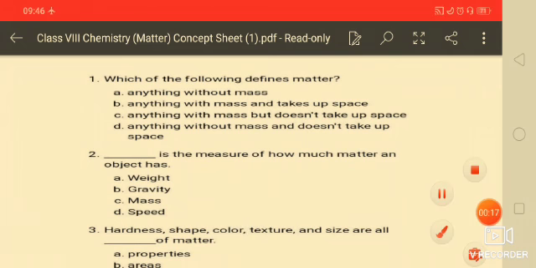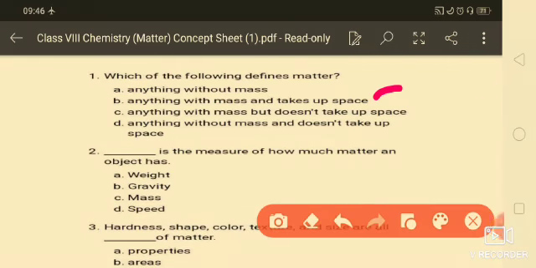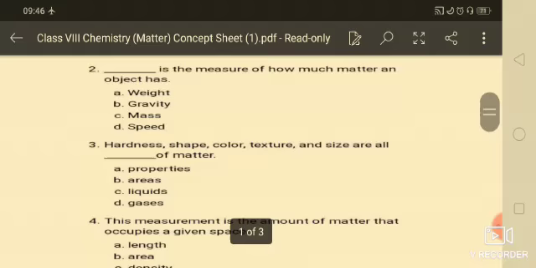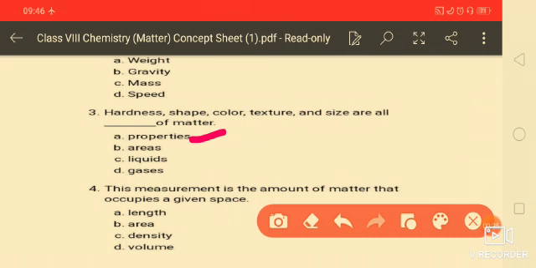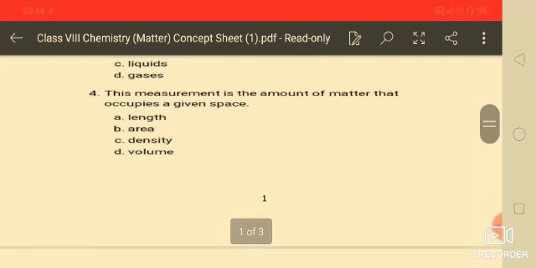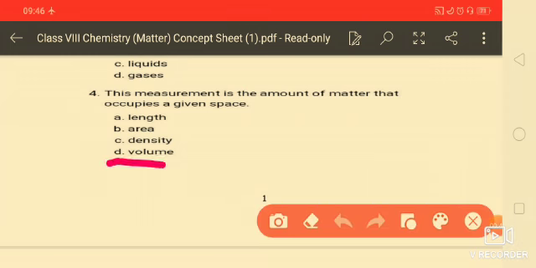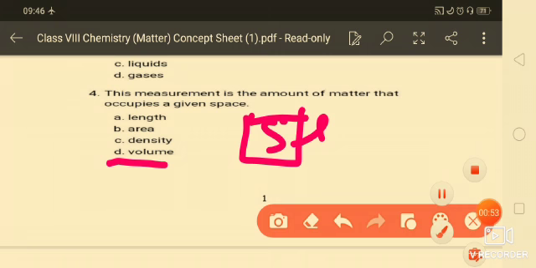So you know that anything which has mass and takes up space is matter. So B is correct. The measure of how much matter an object has is its mass. Next, hardness, shape, color, texture and size are all properties of matter. The fourth one is this measurement: the amount of matter that occupies a given space is its volume. You know that if a container contains 5 liters of milk, the volume of milk is 5 liters, like that.